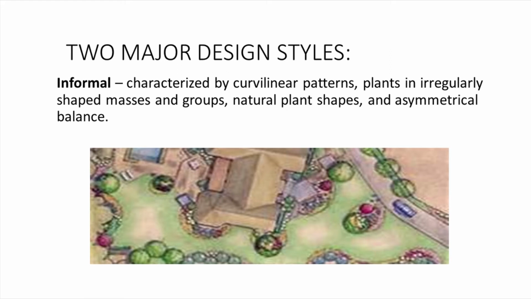The second is informal design. It's characterized by curvilinear patterns, plants in irregularly shaped masses and groups that are slightly intertwined, natural plant shapes that are not sheared, and asymmetrical balance in the landscape.